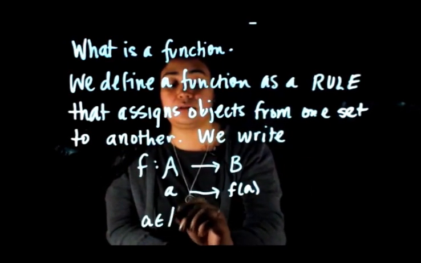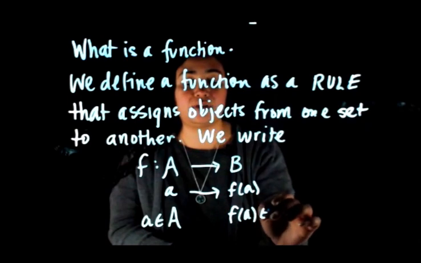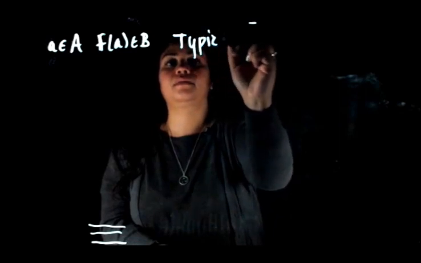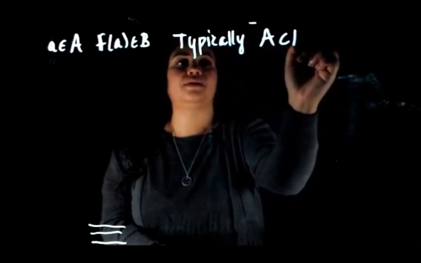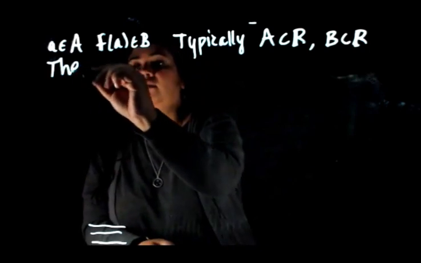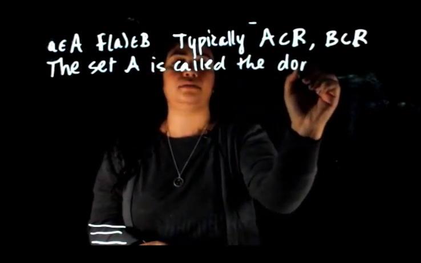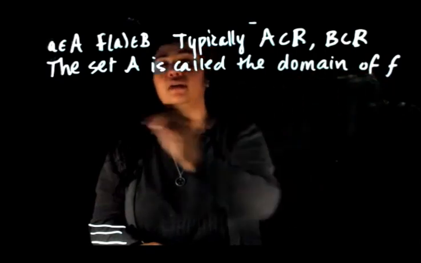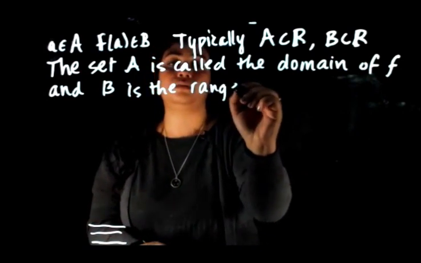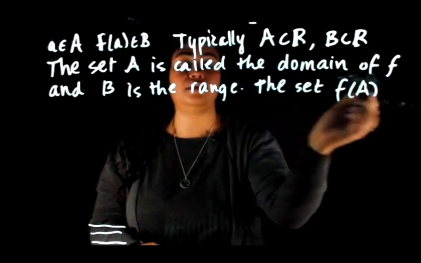So we typically mean little a is an object in the set A, and f of a is an object in the set B. Okay, so typically A is some subset of real numbers, and so is B. The set A is called the domain of the function f, and B is the range. The set f of A is the codomain.